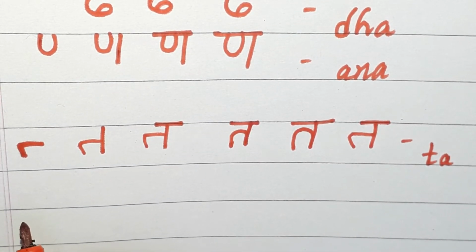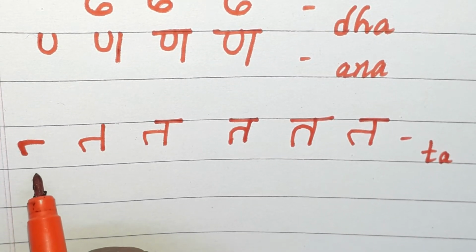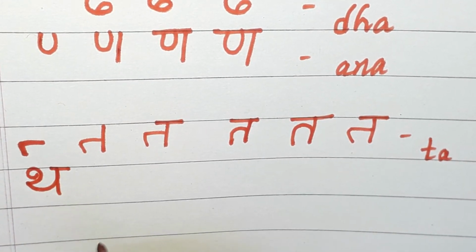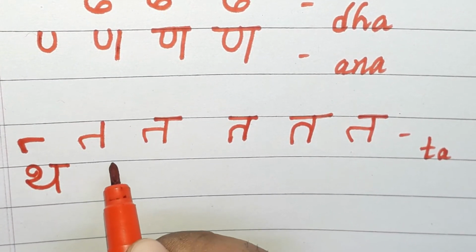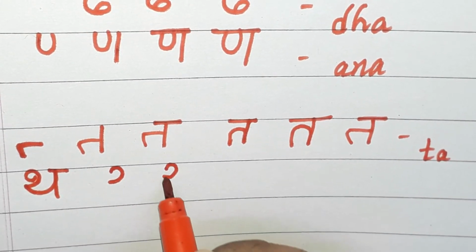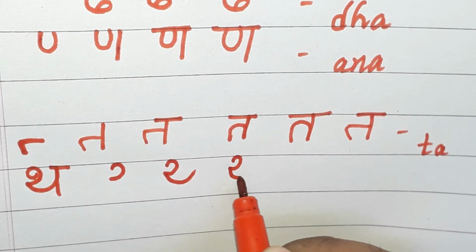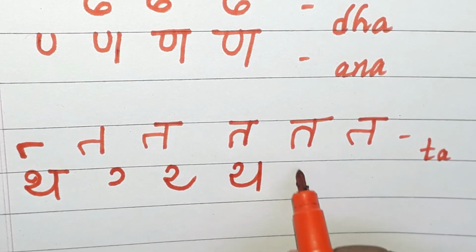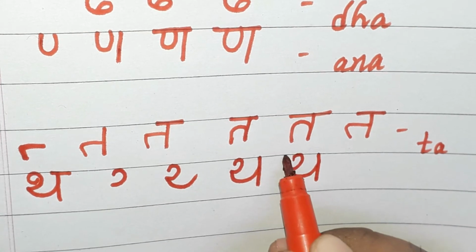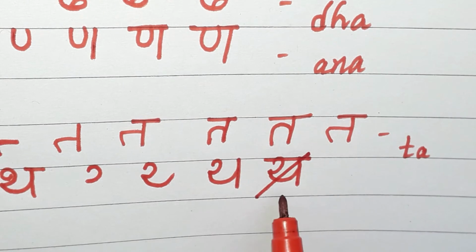The next letter is th. See how we will write th. Our th is like this. If we write stepwise, the first step will be this, second step will be this and this, third step will be like this, and the fourth step will be easy. You have written k, right? The same it is. So here I did a mistake.